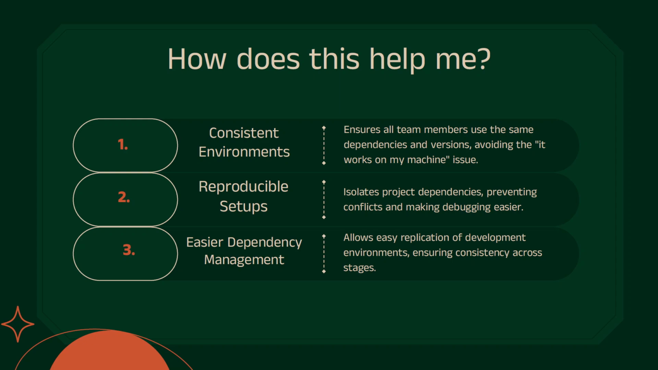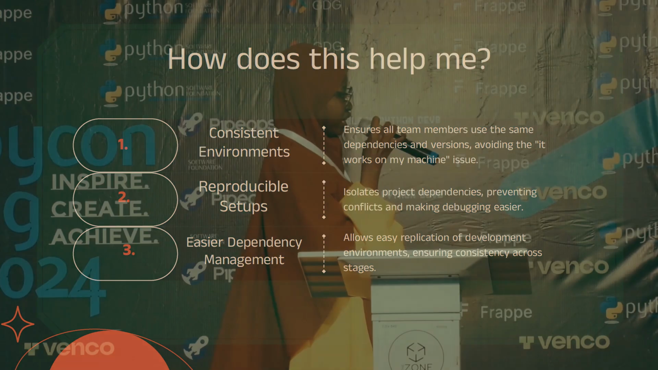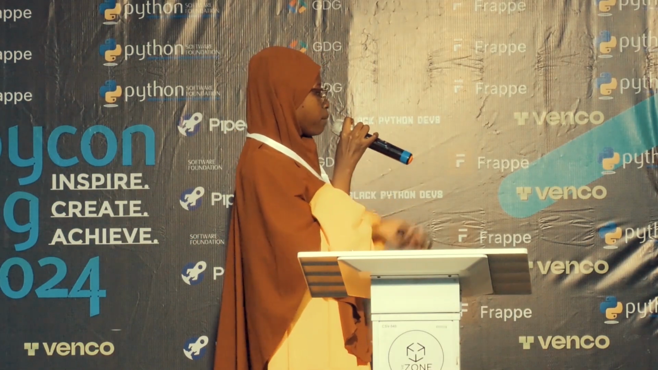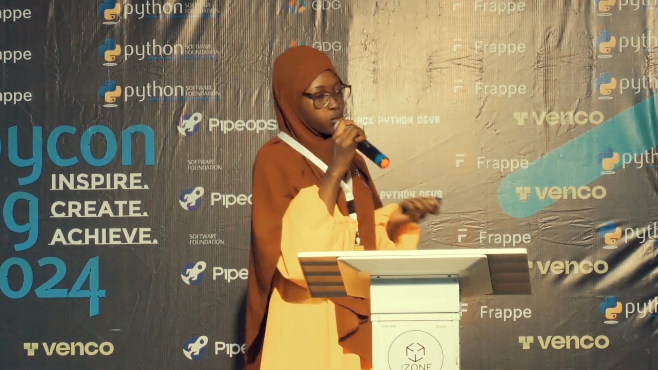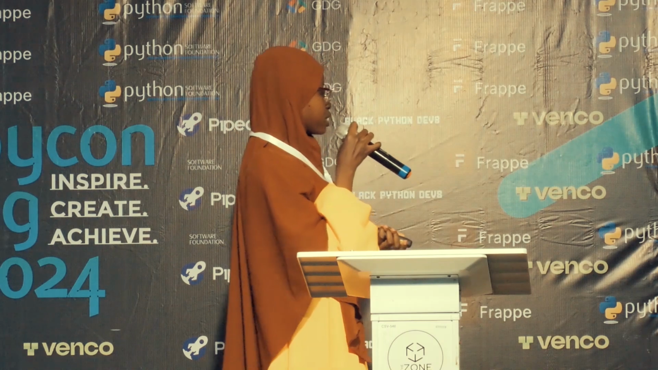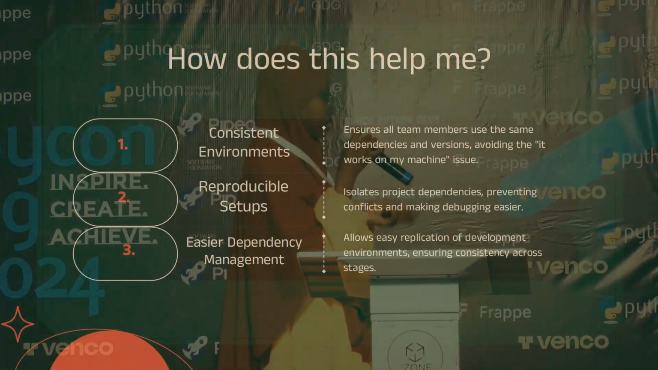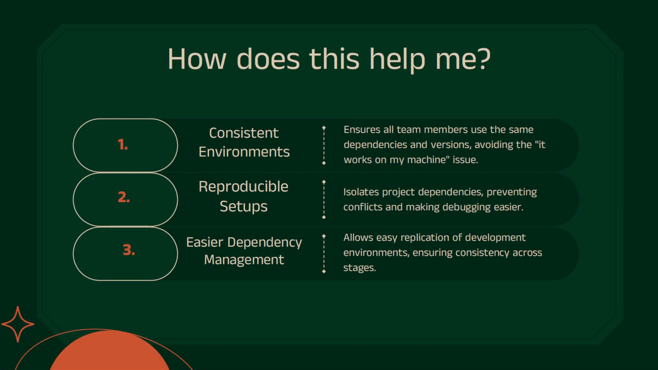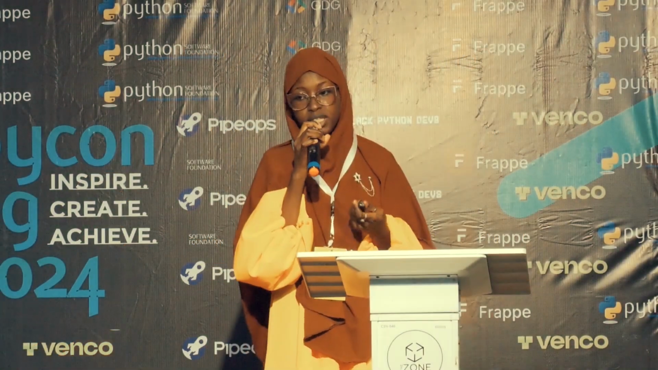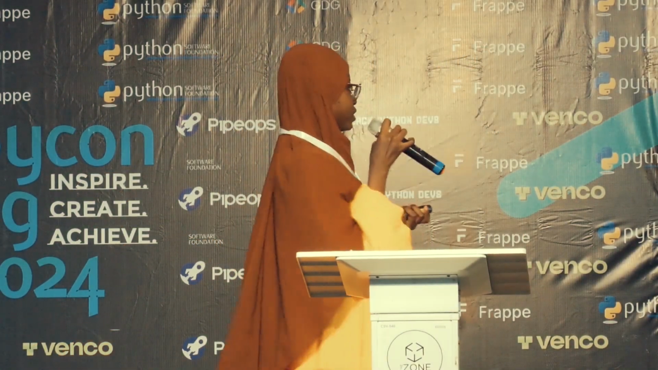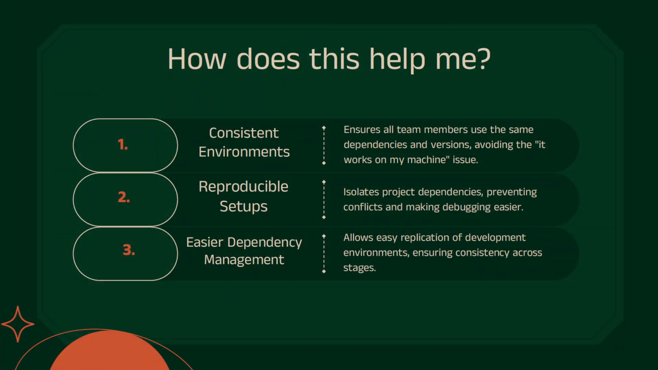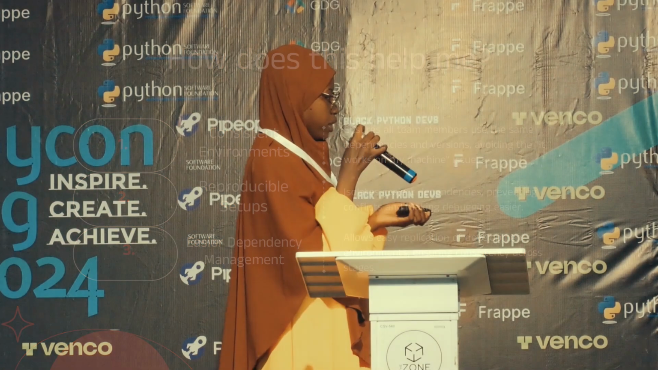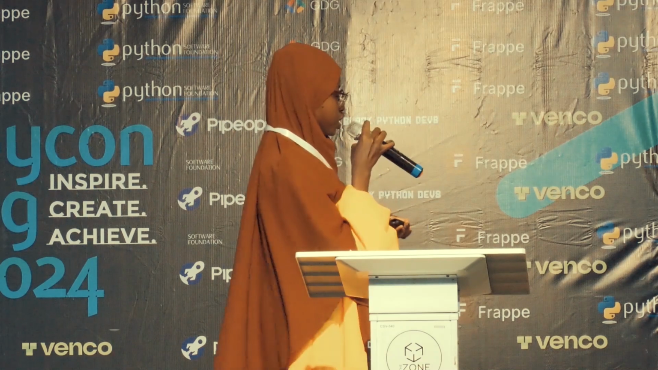Okay, so how does this help you? First, it ensures consistent environments, like I said earlier. So it ensures all team members use the same dependencies and versions, avoiding the "it works on my machine" issue. So the second, it ensures reproducible steps. So it isolates project dependencies, preventing conflicts and making debugging easier. So third, easier dependency management. So it allows easy replication of development environments, ensuring consistency across stages.